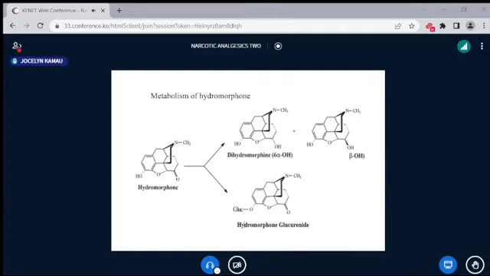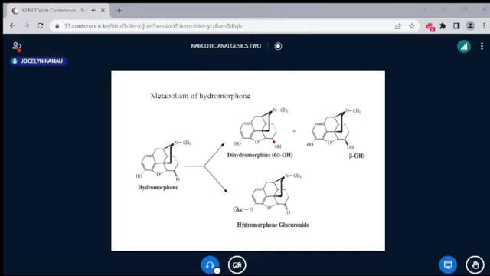This alpha orientation here, this one there. Alpha orientation. Or you can have that which has the beta orientation. So you can have this carrying the alpha orientation, or you can have that carrying the beta orientation. Both of them will be metabolites. Or you can have the hydromorphone glucuronide.